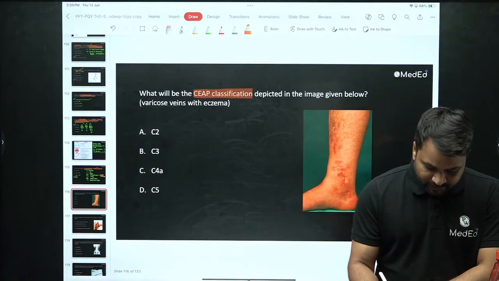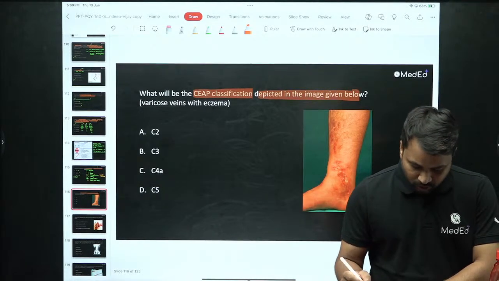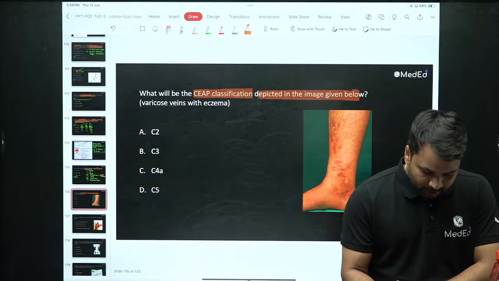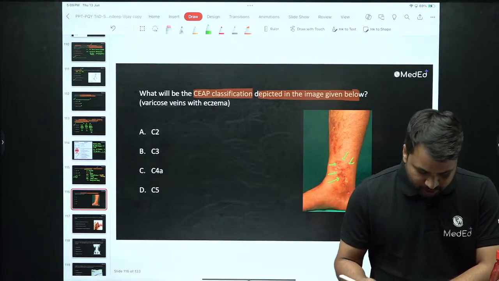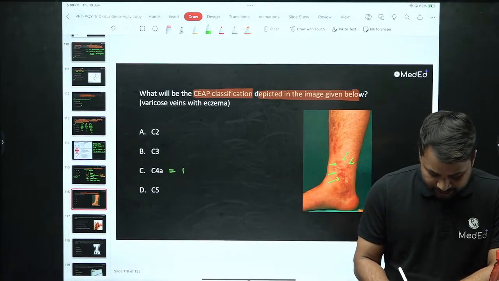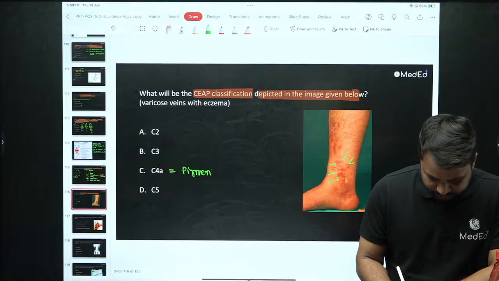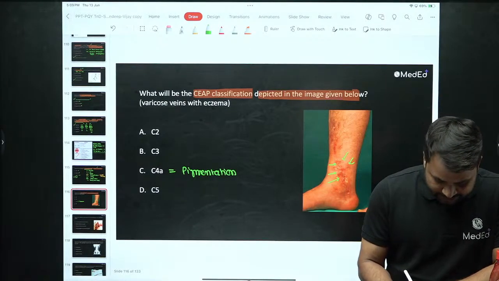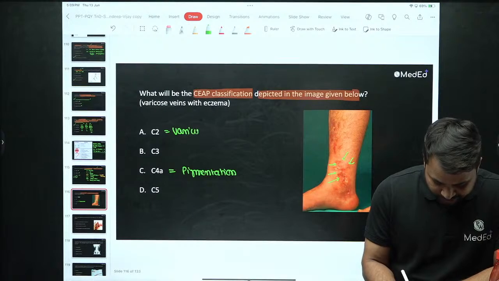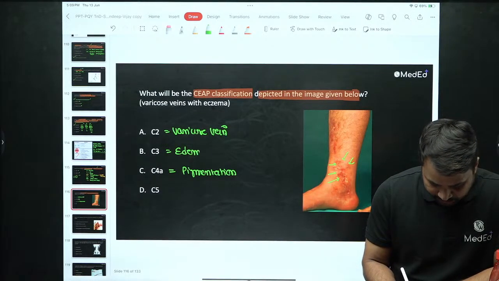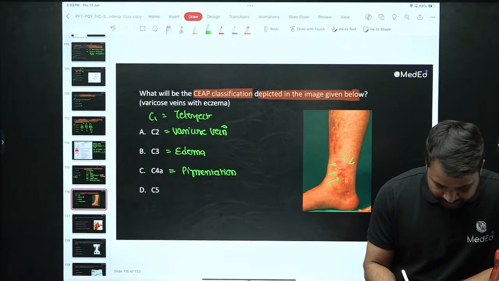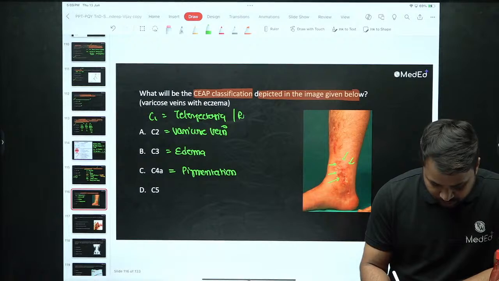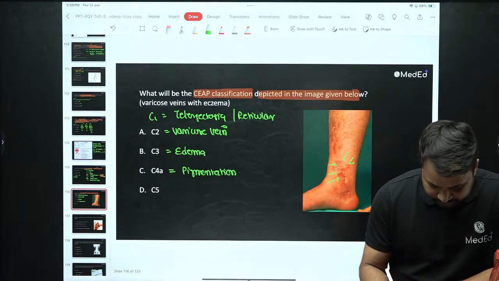In the CEAP classification depicted in the image given below, you can see this is nothing but a case of hyperpigmentation. You see all these pigments are there. So pigmentation, C4a is your pigmentation. What is C2? C2 is your varicose vein. What is C3? C3 is going to be edema. What is C1? C1 is going to be telangiectasia or presence of reticular veins, right?